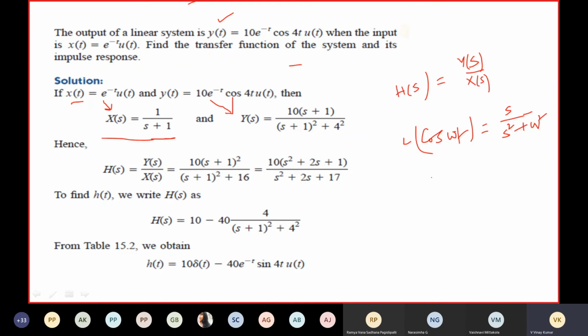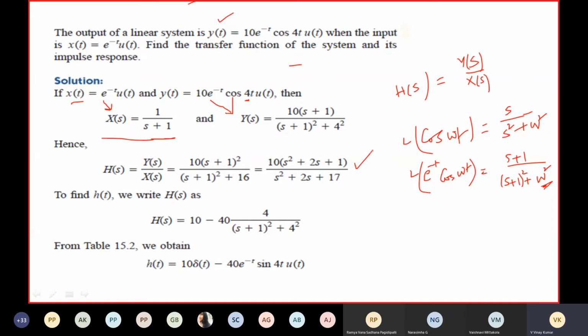Then the frequency shifting property: Laplace of e power minus t cos omega t is s plus 1. In place of s you write s plus 1, s plus 1 whole square plus omega square, where omega is 4 here. It is multiplied by 10, so 10 into s plus 1 by s plus 1 whole square plus 4 square.